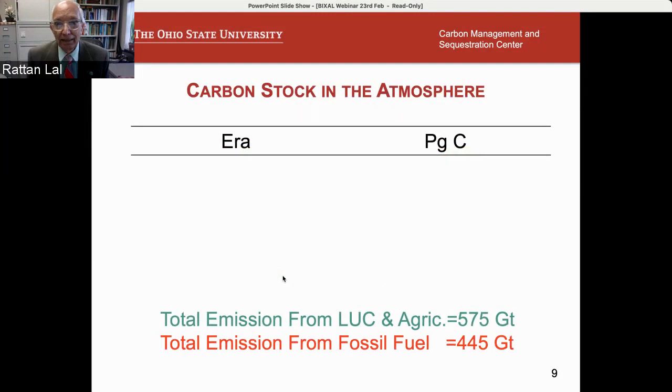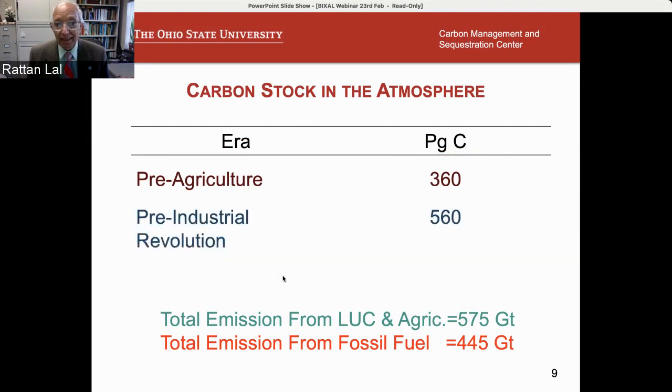I think we need to think what can be done to the atmospheric carbon stock, which is influencing the climate change. Let's take a look at the total carbon stock in the atmosphere. I'm not talking about the CO2 in parts per million. I'm talking about the total carbon stock in gigaton, petagram, it's gigaton, billion tons. Pre-agriculture, 10,000 years ago, it was 360 gigaton. Pre-industrial era, it was 560 gigaton by 1750.